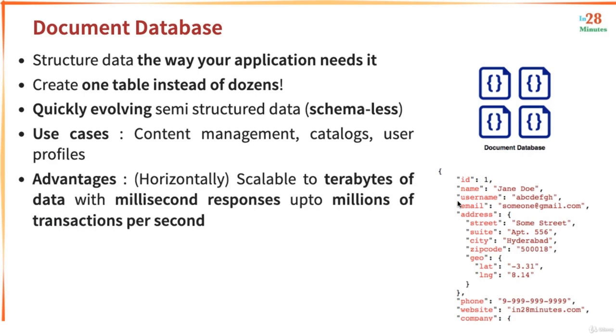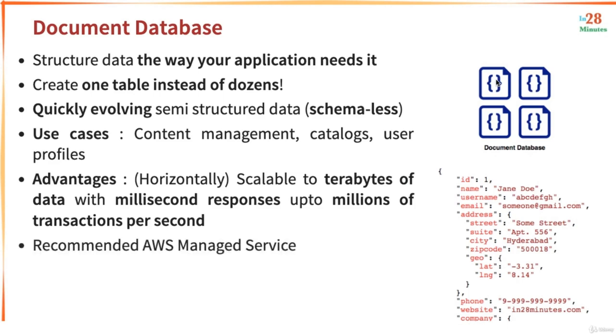The advantages of using document database is that you can horizontally scale to terabytes of data with millisecond responses up to millions of transactions per second. Because the structure of these databases is very simple, it's just simple documents, you can easily scale them horizontally. You can store different documents in different nodes in a cluster and get very low latency, millisecond responses, and you can handle millions of transactions per second.